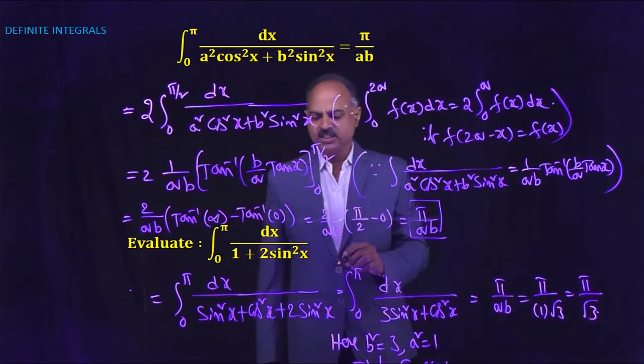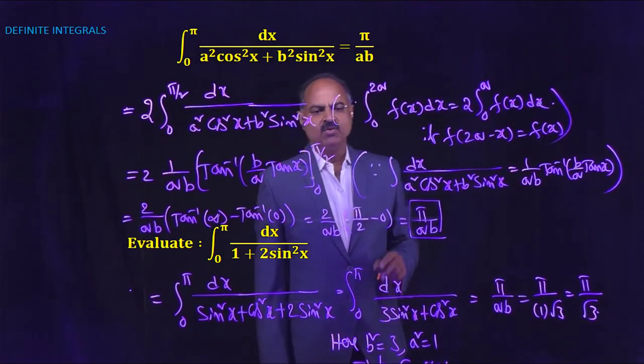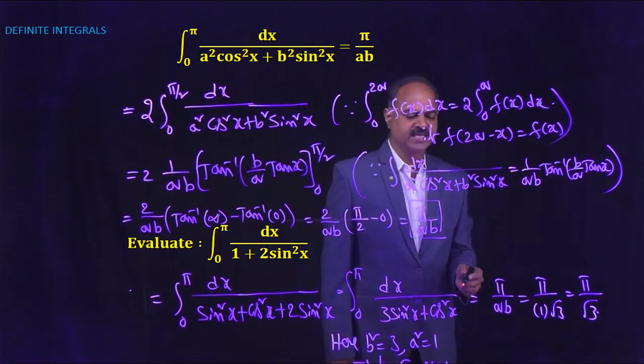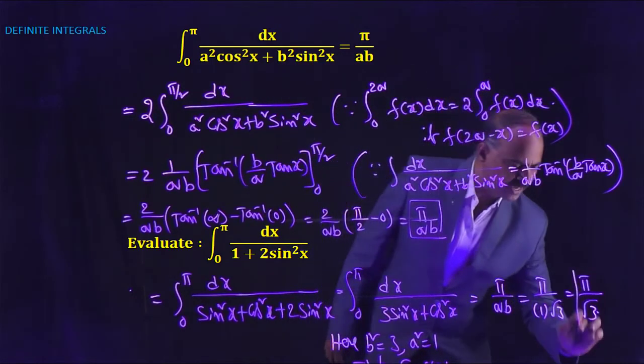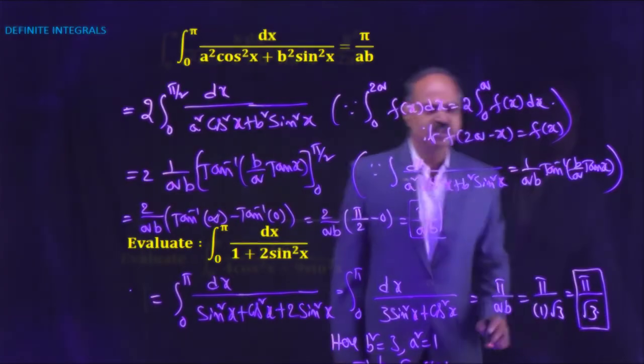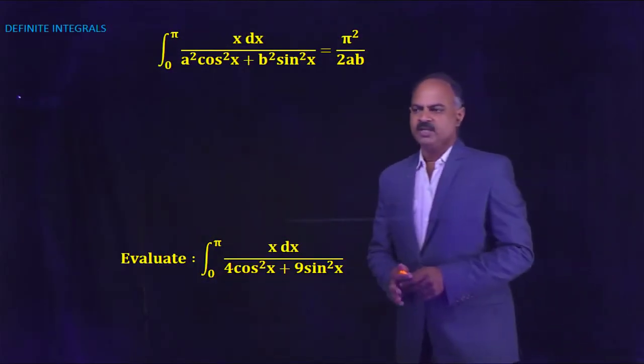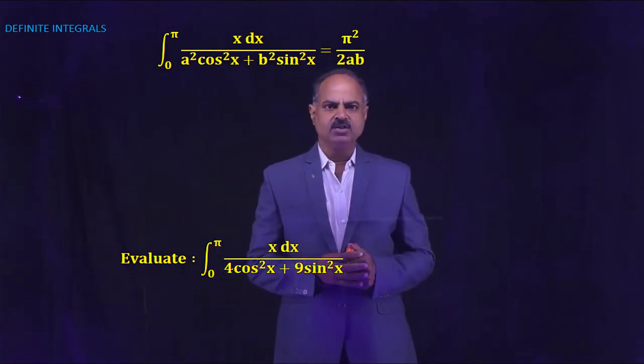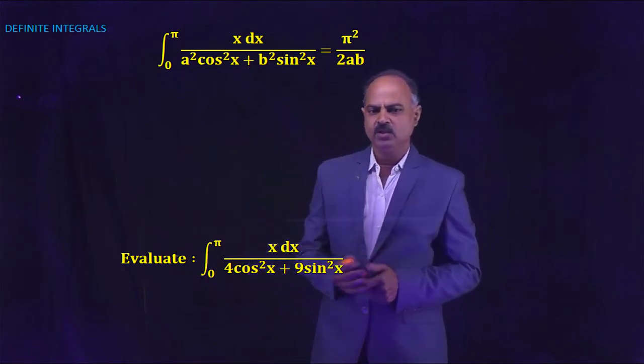Therefore integral 0 to pi dx by 1 plus 2 sine square x is equal to pi by root 3. Next formula: integral 0 to pi x dx by a square cos square x plus b square sine square x is equal to pi by 2ab.